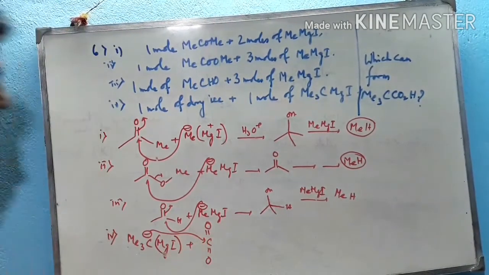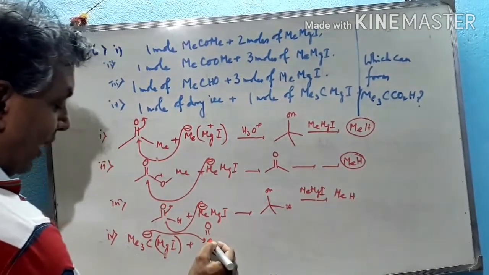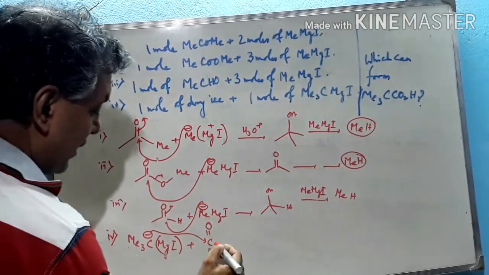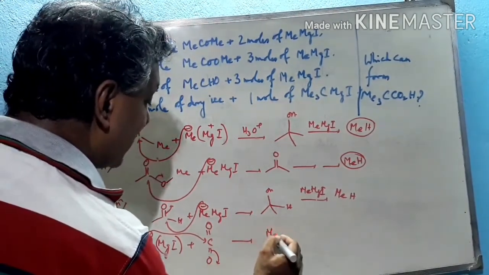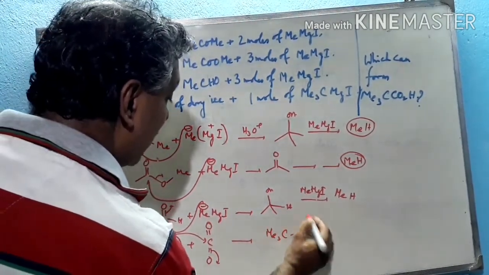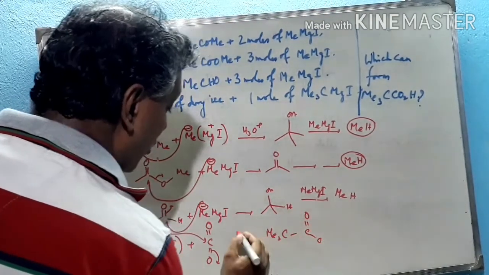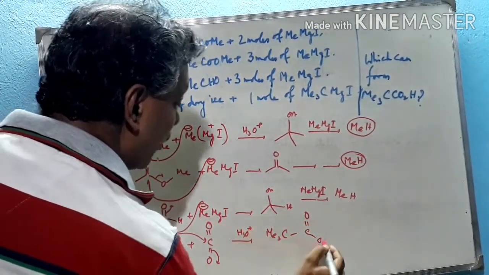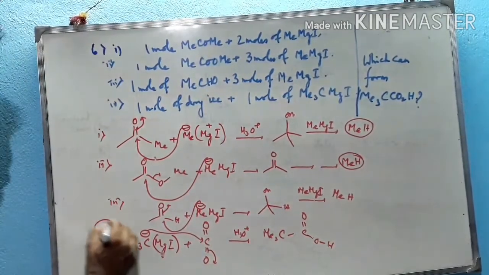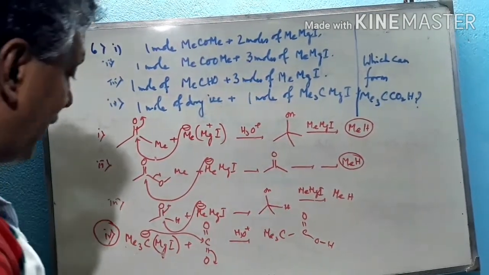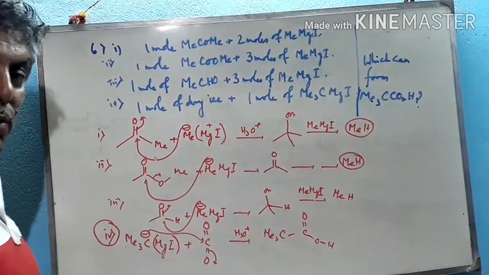So an electrophilic center and a nucleophilic center occur in the presence of CO2, dissociating this linkage to form first Me3C single bond C double bond O OMgI, which when treated with H3O plus produces the desired compound. So 4 will be the answer. Me3CMgI treated with dry ice forms Me3CCO2H.